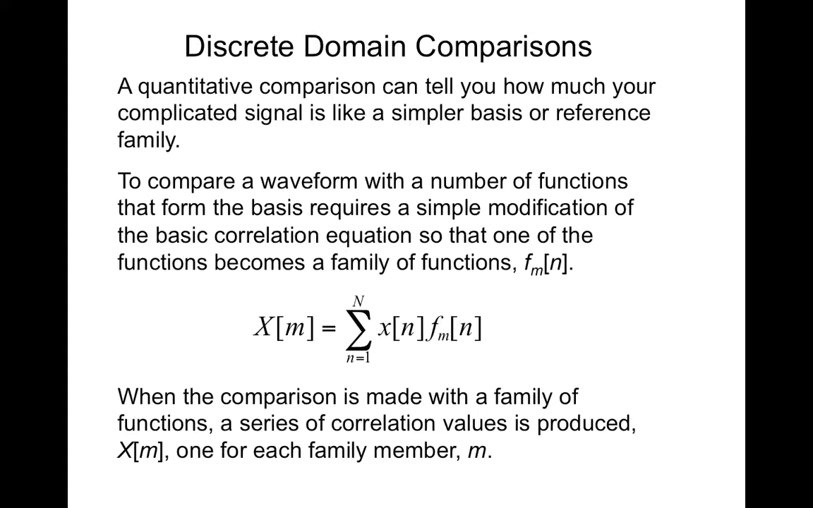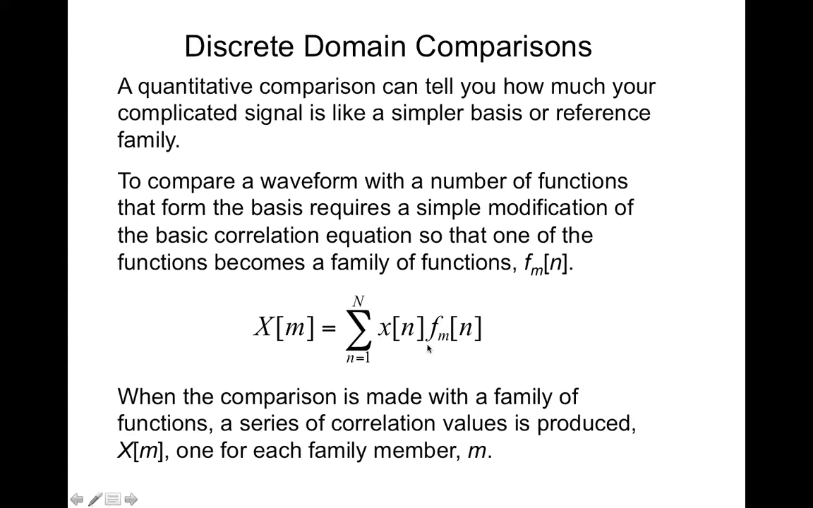So quantitatively, a quantitative comparison can tell you how much your complicated signal is like a simpler basis function. And we do that using correlation. So if f is our family of functions, let's say we take the first one, so let's say the first function is sine of omega t. If we take point by point that function and find its correlation with our signal, we get an idea of how much of this function is present in our signal.